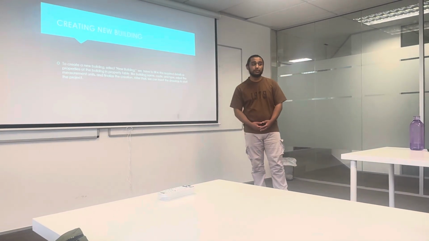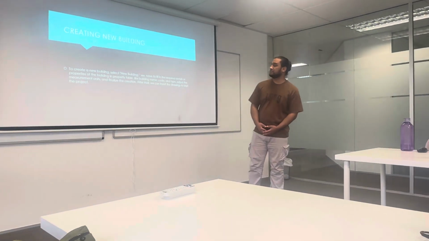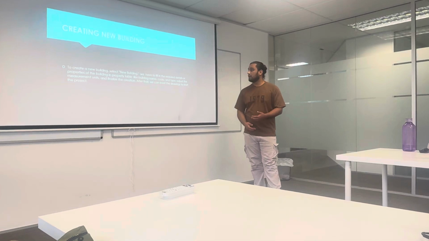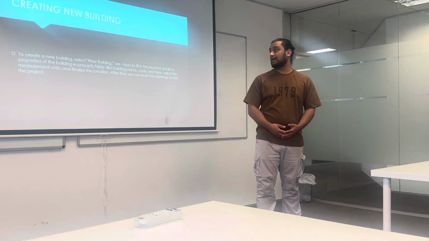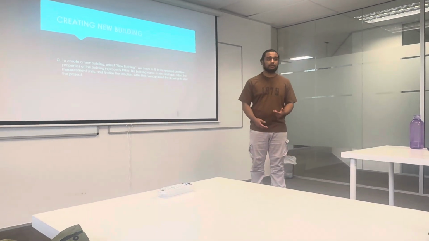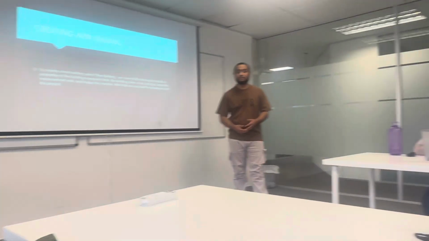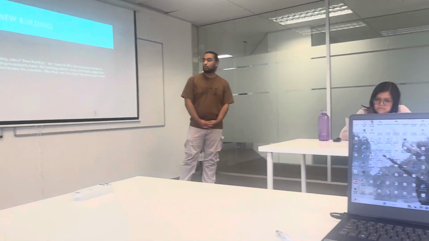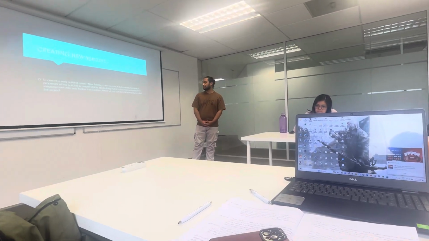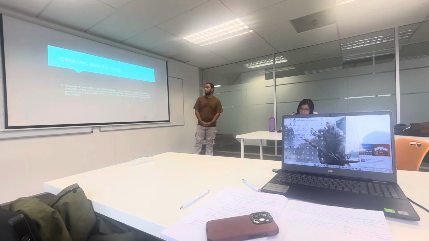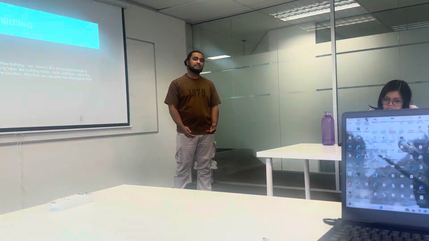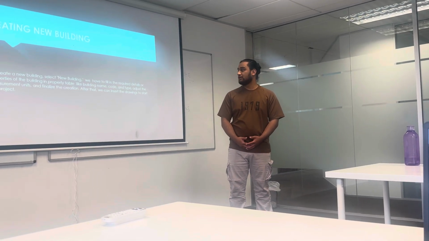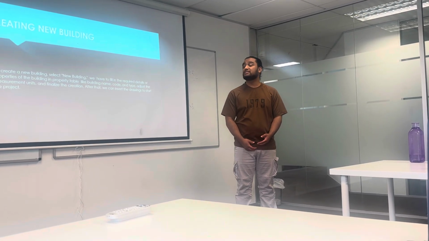While creating a new building, we have to select new building. We have to fill in the required details under new building, or the properties of the building, in the property table, such as building name, code, type, adjust the measurement units, finalize it, and create the folder.